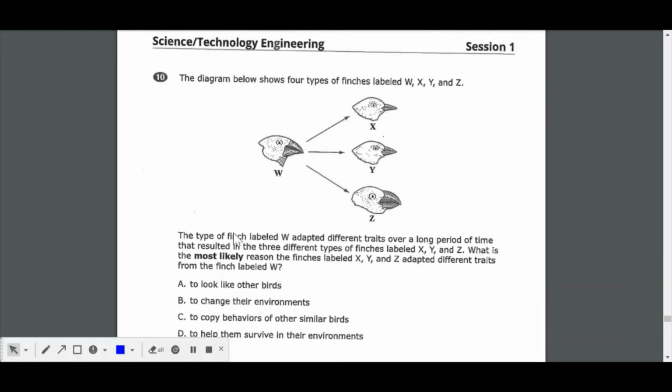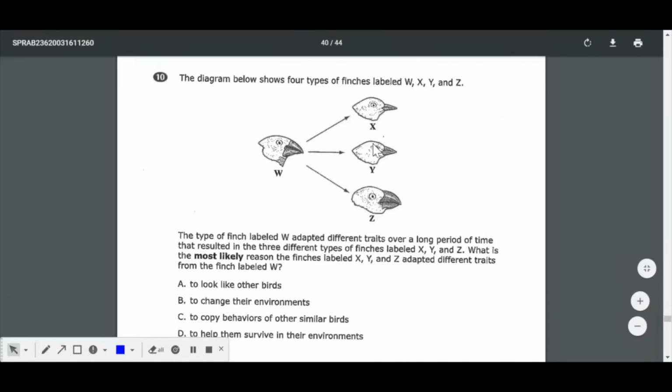So this is saying the type of finch labeled W changed its traits. So this was the original. These are what it evolved into over time, okay? So it's saying, why do these finches look different? Why do you think there was a change that occurred?